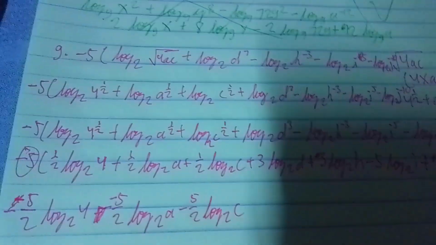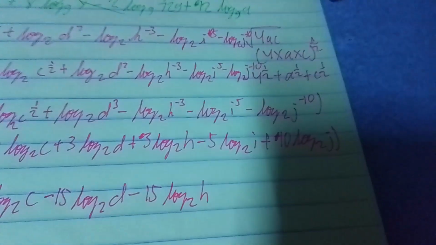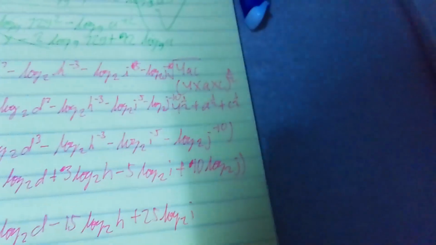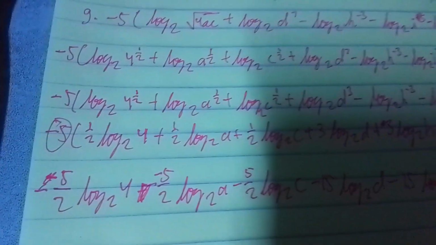So that will become 5 times the negative 1 half. 5 times 1 half becomes negative 5 halves log base 2 of 4. Plus negative 5 halves, or you can just do minus 5 halves na lang. Huwag na lang negative part direct. So negative 5 halves minus 5 halves log base 2 of A minus 5 halves log base 2 of C. And then negative 5 times 3 minus 15 log base 2 of D.